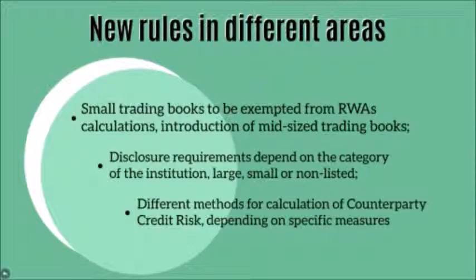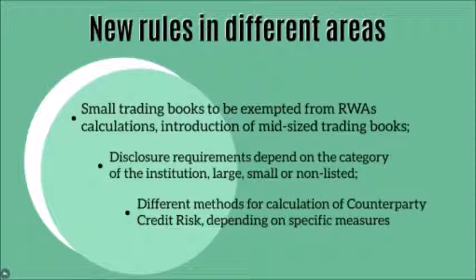Disclosure is subject to whether the bank is considered a large, small, or non-listed institution. Large banks have to fully comply with Basel III, whereas small and non-listed institutions are subject only to selected annual disclosure. Large institutions include G-SIBs, O-SIIs, and institutions with at least 30 billion euros of assets.